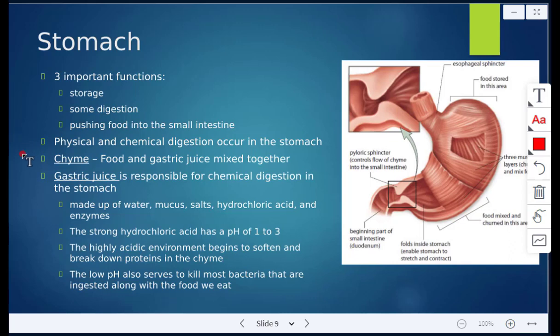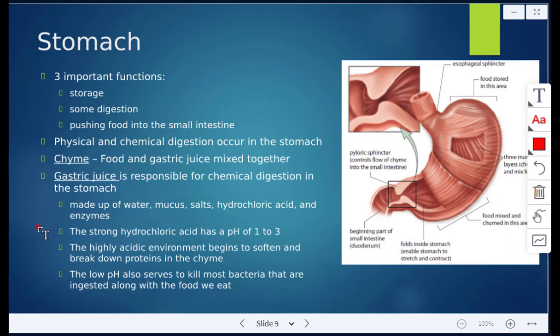When the food enters the stomach and gets mixed into the gastric juices of the stomach, it is now called chyme. So in the esophagus, it was called the bolus. Now, when the food and gastric juice get mixed together in the stomach, it's now called chyme. And the gastric juice in the stomach is responsible for chemical digestion. It's made up of water, mucus, salts, hydrochloric acid, and enzymes.